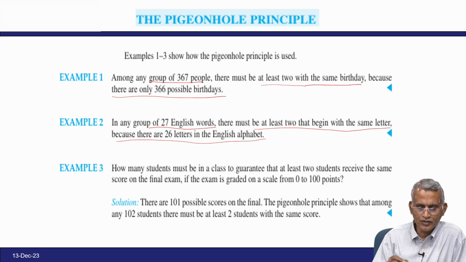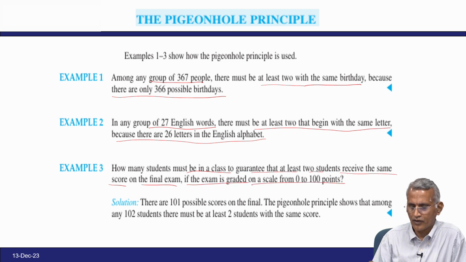Another example: how many students must be in the class to guarantee that at least 2 students receive the same score on the final exam if the exam is graded on a scale from 0 to 100 points? So, the solution is there are 101 possible scores on the final. So, the pigeonhole principle shows that among any 102 students there must be at least 2 students with the same score. So, that is one of the examples of the pigeonhole principle.